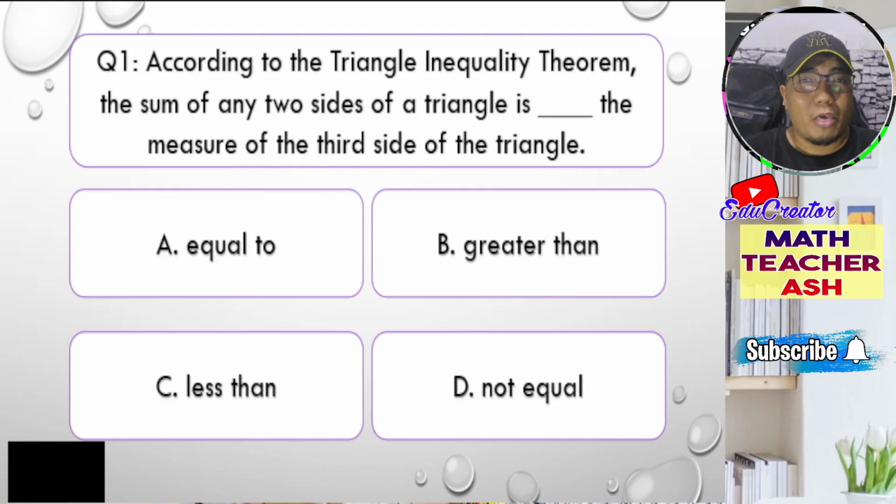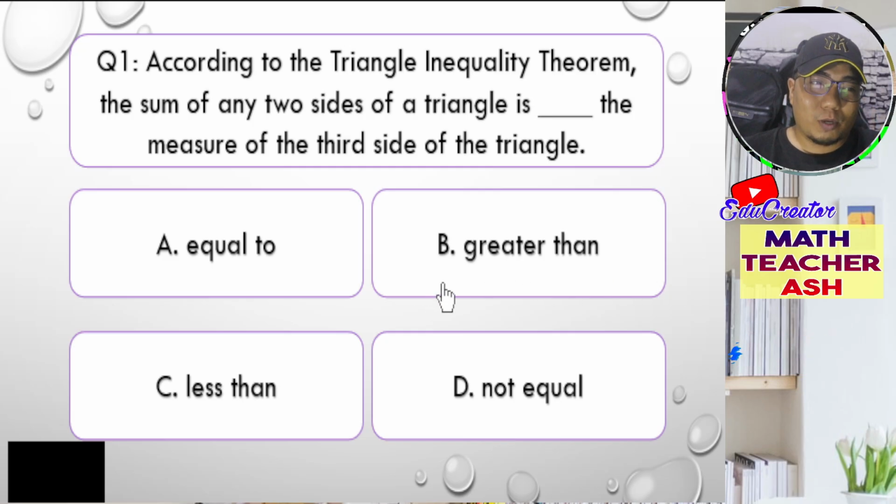Okay, math learners, this question is very easy because if you can still remember your lesson in the fourth quarter about the triangle inequality theorem, it means that the sum of two sides of a triangle, regardless of which sides you are considering, whether the first and second, or the second and third, or the third and the first, will always be greater than the remaining side. So remember that, my dear math learners. It will always be greater than. So for this question, our answer is letter B.